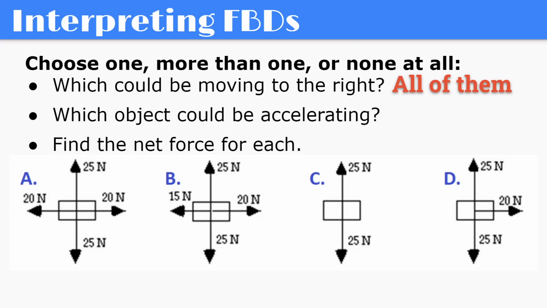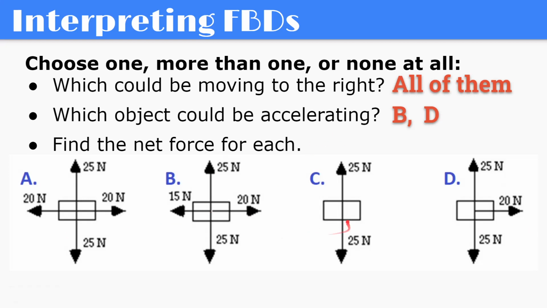Okay, again, the free body diagram does not show you which way you are moving. It only shows you the direction of the acceleration. Okay, so any of these could be moving to the right. For that matter, any of them could be moving up. Okay, we don't know unless they give us some more information. Which ones could be accelerating? And not could be, which ones are accelerating? Yeah, B and D. Okay, the ones that have unbalanced forces, B and D, are going to be accelerating.